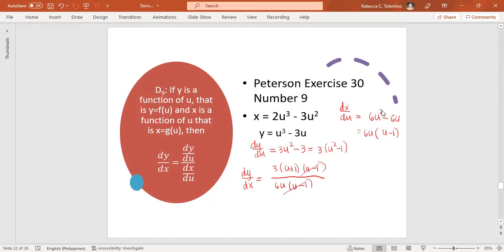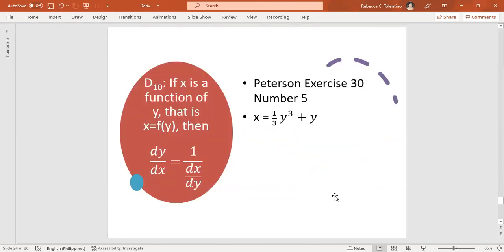So we cancel out u minus 1. So what remains, we have 3, and we cancel out 3 and 6 as well. So 3 becomes 1, 6 becomes 2. So our final answer is u plus 1 over 2u. So that's applying D9.